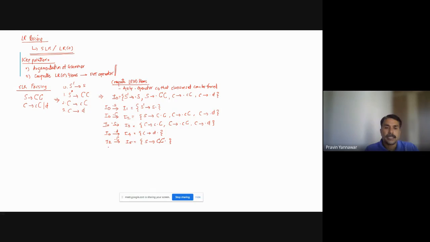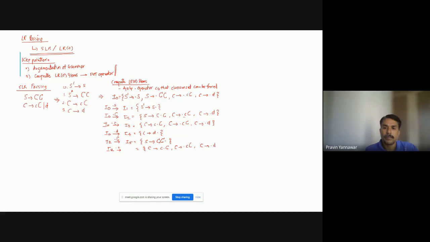Now let us go with the next, I2 with small c. You just closely look at I2. With small c you can expect the input. So this is small c, which means dot has to be shifted. So C implies small c dot capital C. Since dot is getting shifted, it is being applied over C now, so you need to add all the productions related to C here.